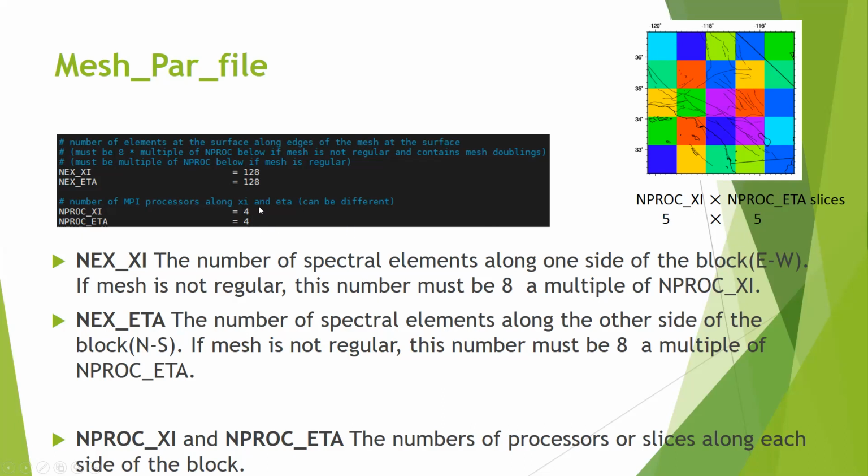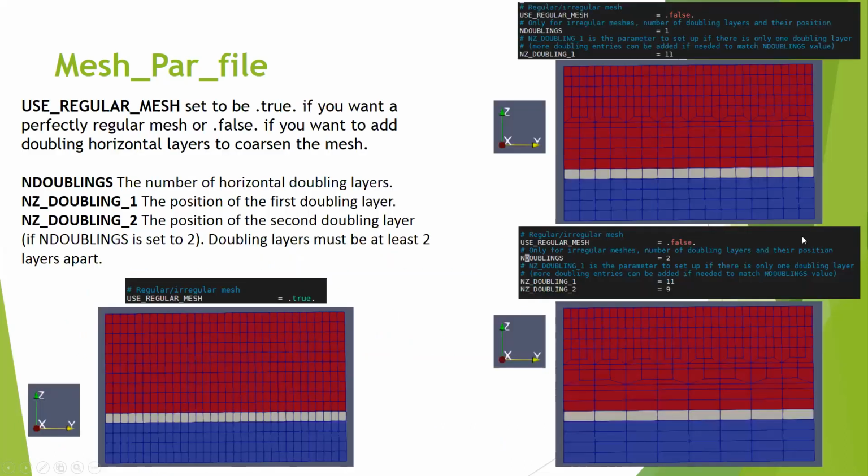In my example, I use 4 times 4, so there are 16 processors. One thing you need to be careful about: if you use a regular mesh, the number of elements along each side should be a multiple of 8 times the number of processors along that direction. The irregular or regular mesh can be seen in this page.